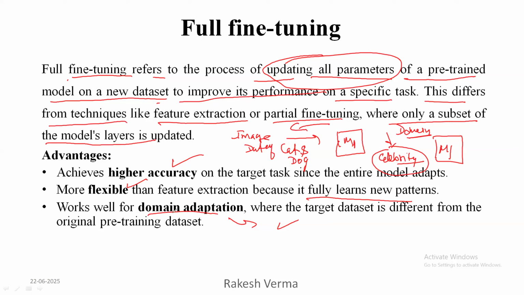Okay, so in this case, if you want to train the model on a different target dataset, which is not the same as the one it was trained on earlier, then we can use the full fine tuning method.